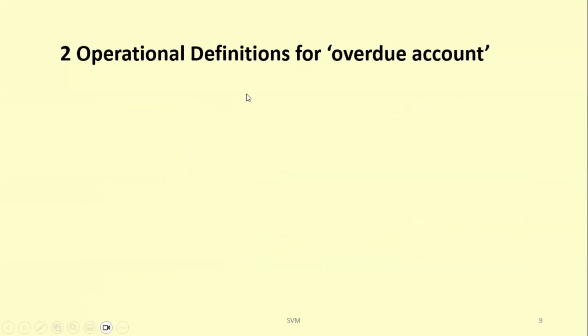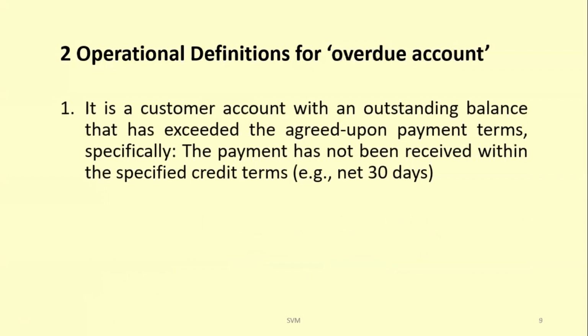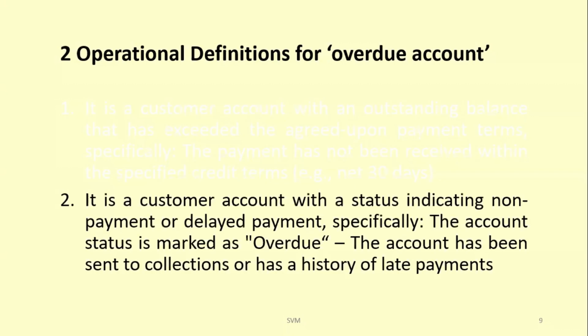Next terminology, overdue account. First definition: an overdue account is a customer account with an outstanding balance that has exceeded the agreed upon payment terms. Specifically, the payment has not been received within the specified credit terms of, let us say, 30 days. Another definition: it is a customer account with a status indicating non-payment or delayed payment. Specifically, the account status is marked as overdue, the account has been sent to collections, or has a history of late payments. You can also define overdue account from a supplier's point of view. If I am buying from a supplier and I have not paid as per the agreed terms of 60 days, then I have to call that particular account of the supplier an overdue account, which I am owing to that supplier.